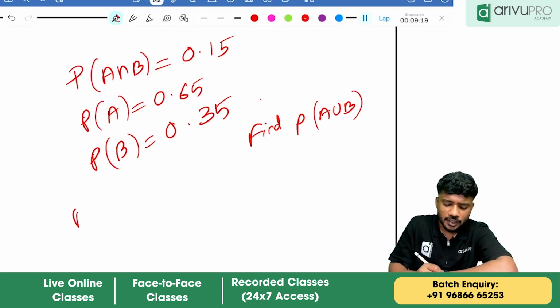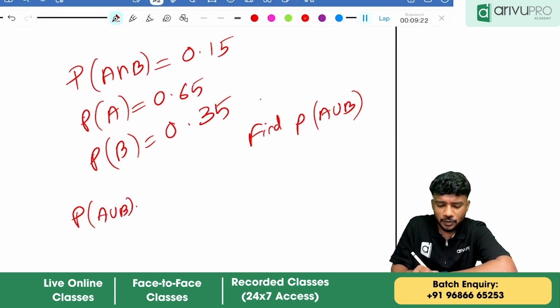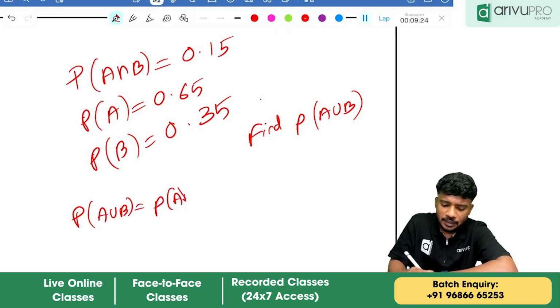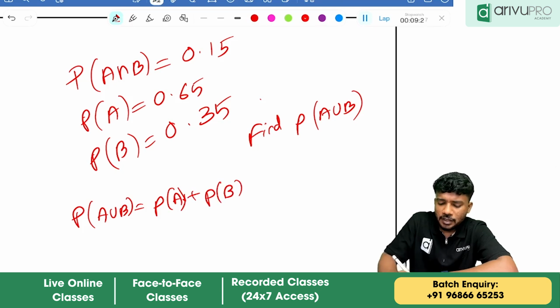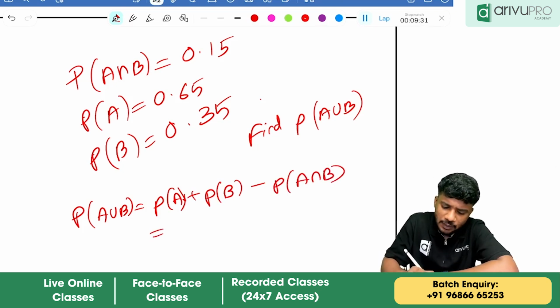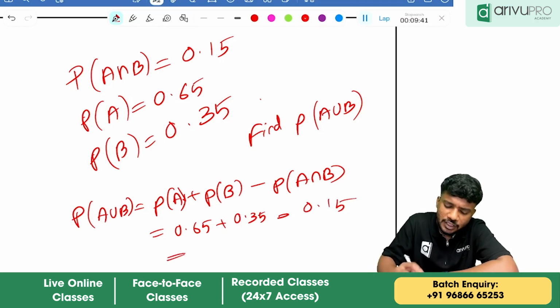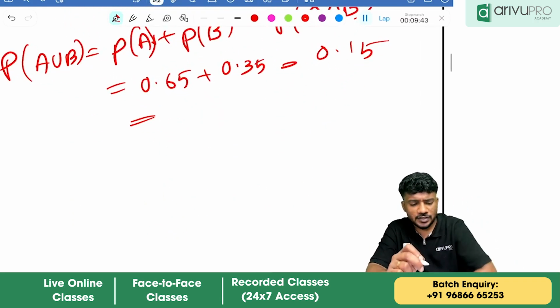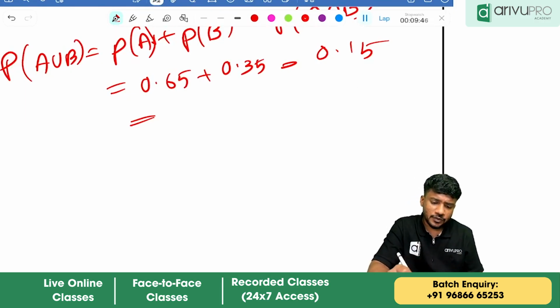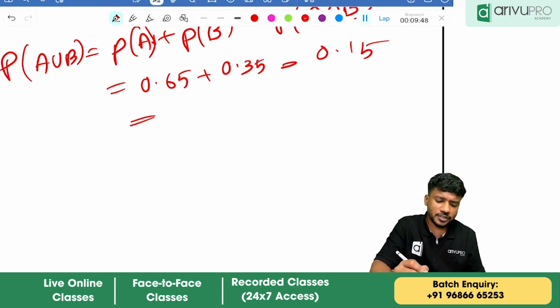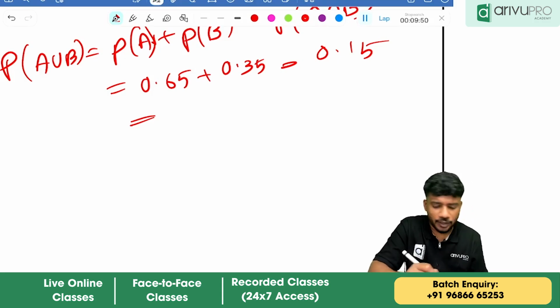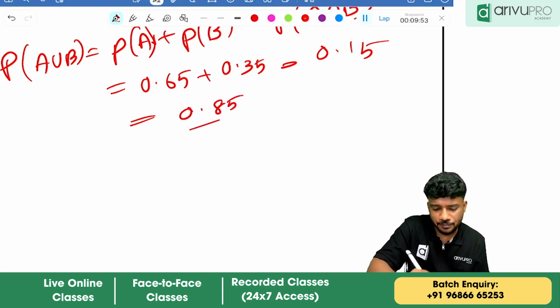The addition property: P of A union B is equal to P of A plus P of B minus P of A intersection B. So P of A is how much? 0.65 plus P of B is 0.35 minus P of A intersection B is 0.15, which is equal to how much? You tell me. We will reduce this. How much is the answer? 0.85. Yes, correct.